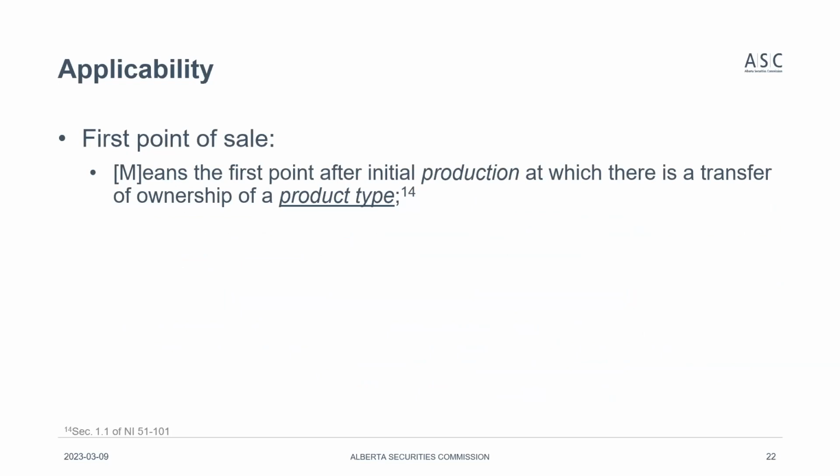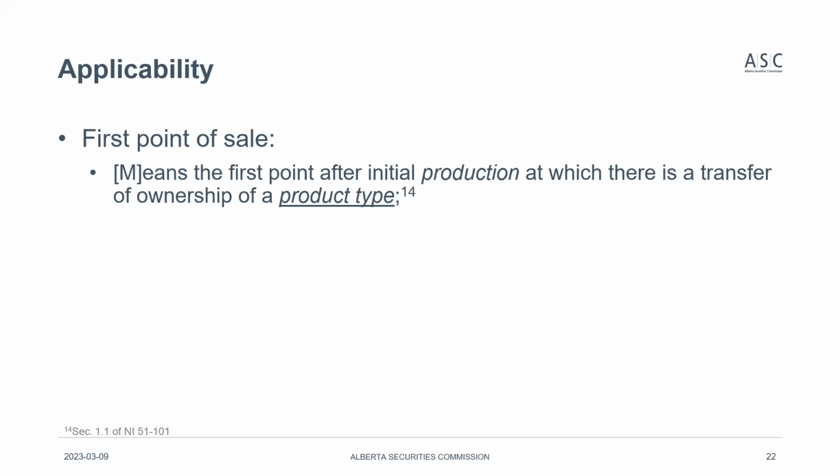I mentioned the first point of sale, and I did explain it earlier, but just to emphasize, it is the transfer of ownership, or the transfer of custody, as we refer to it. At that point where there's a legal transfer of ownership of those product types, those hydrocarbon substances that you've produced or you intend to produce in the future, that's the first point of sale. There can also be an alternate point of sale, but I won't get into that.